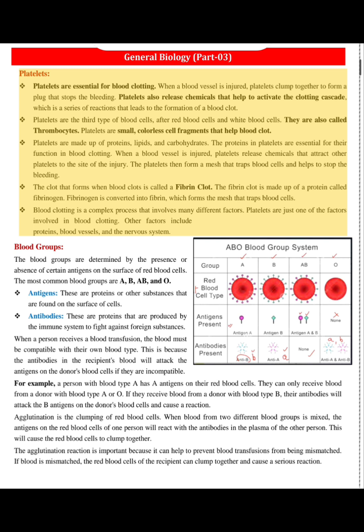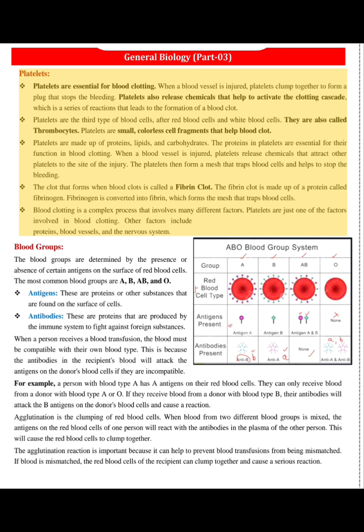Platelets also release chemicals that help to activate the clotting cascade, which is a series of reactions that leads to the formation of a blood clot. Platelets are the third type of blood cells, after red blood cells and white blood cells. They are also called thrombocytes.